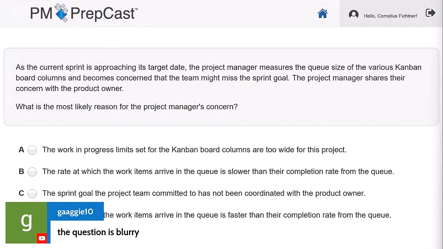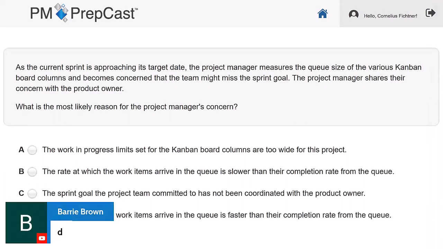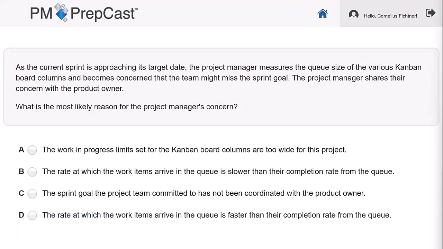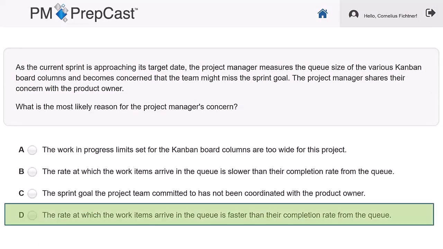Okay, so what is the correct answer? We've had everything. D, A, no, we didn't have a B anywhere. So it's either a D or an A based on this. The correct answer is, in fact, drum roll please, it is D. The rate at which the work items arrive in the queue is faster than their completion rate.